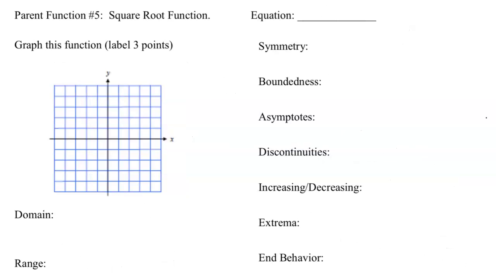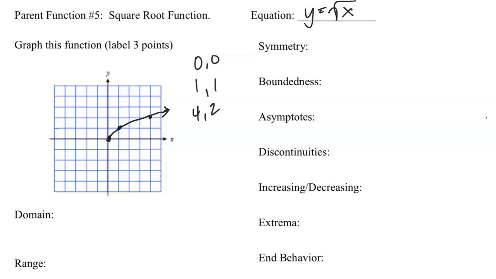Okay, for your square root function, you've got the equation y is equal to the square root of x. And so if we were going to graph this, we would just choose a couple of points. The square root of 0 is 0. The square root of 1 is 1. And the square root of 4 is going to be 2. And so we've got something that looks similar to that.